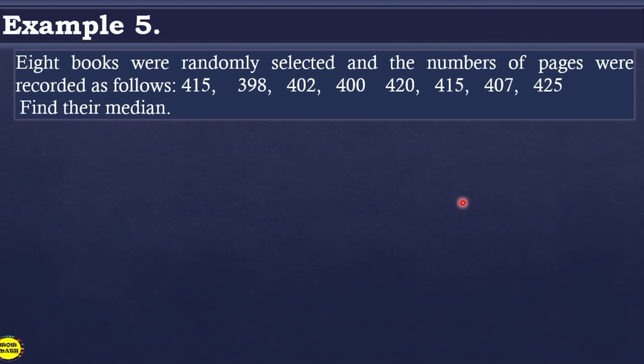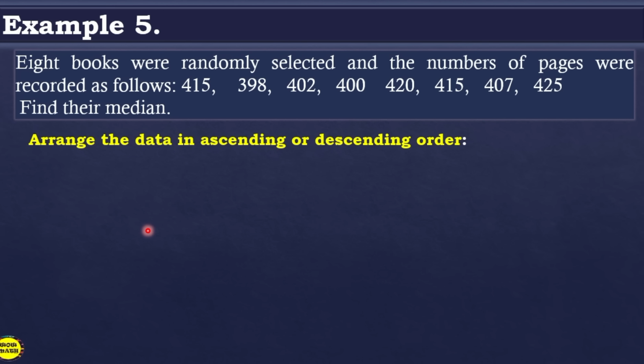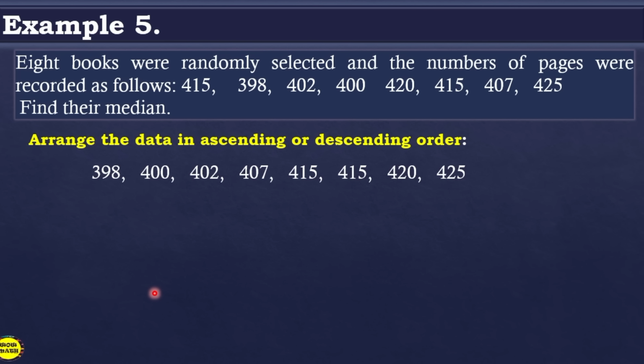Another example, 8 books were randomly selected and the number of pages were recorded as follows: 415, 398, 400, 420, 415, 407, and 425. Find their median. So first, arrange natin yung data natin in ascending or descending order. So, ito ay naka-arrange in ascending order. So, then identify natin ilan sila lahat. So, 1, 2, 3, 4, 5, 6, 7, 8.